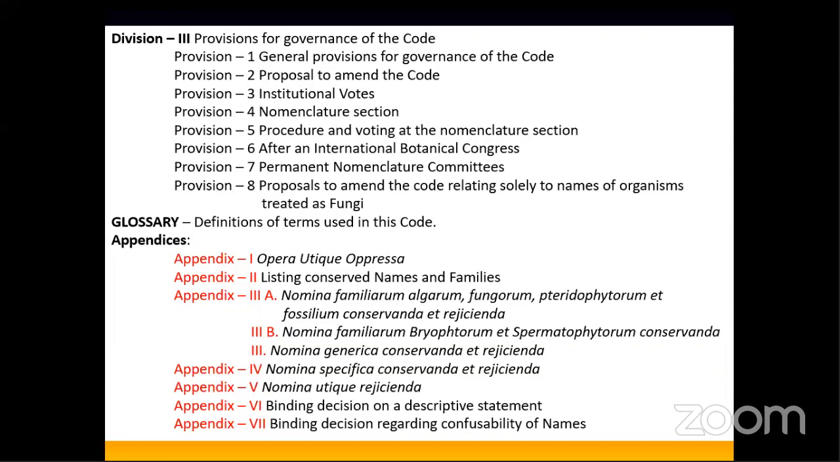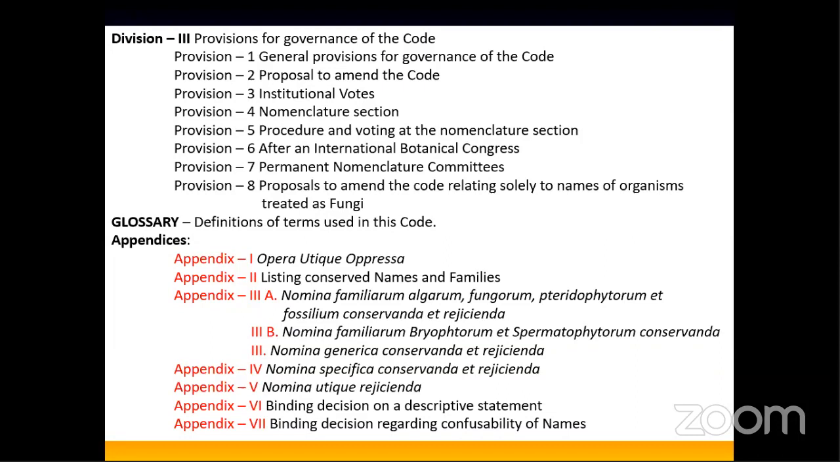It has to be published, even though that has been considered as a good nomenclature, or it is essential for the nomenclature. It has to be published. They have suggested it in the first appendix. And appendix 2 is listing conserved names and families, so for spermatophytes particularly.